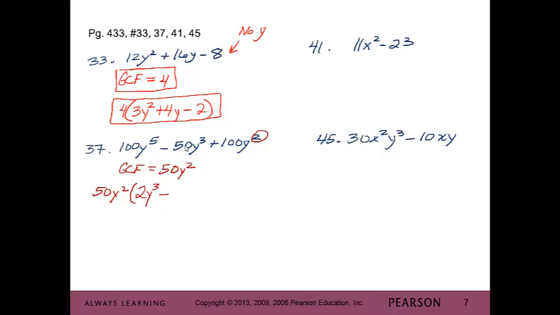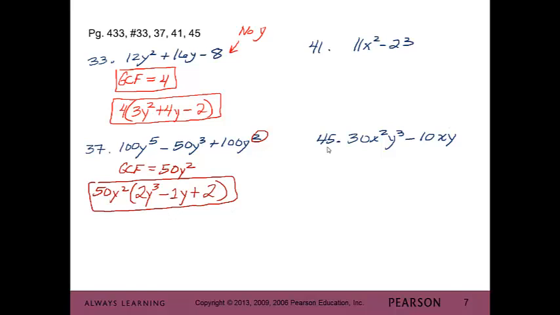And then keep going. 50 divided by 50, well, that's 1. Y to the 3rd divided by y to the 2nd is just y. And then plus 100 divided by 50 is 2. And then the y's to the seconds cancel each other out. And here's my final answer.